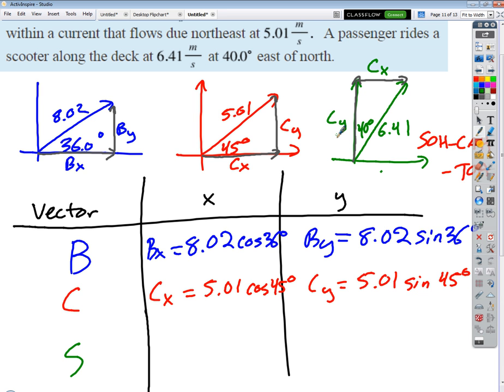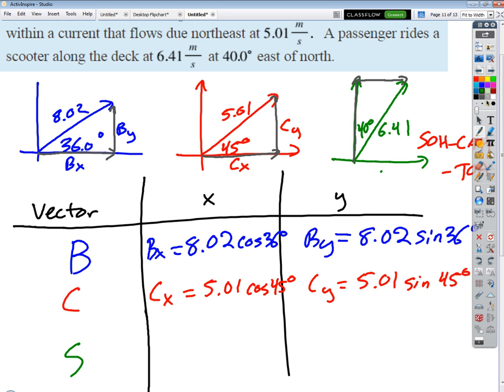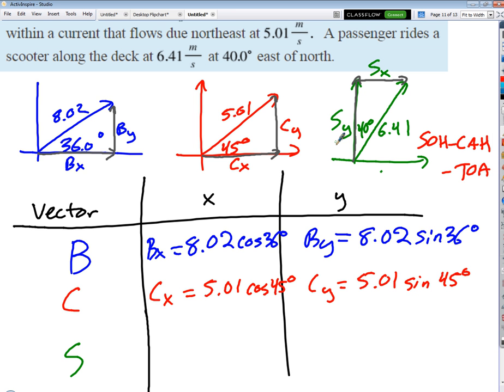This one's a little tricky, right? We did? Oh, sorry, S. Thanks. Sometimes my brain and my mouth don't communicate very well, I think. So S sub x and S sub y.